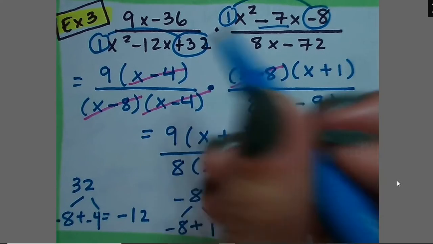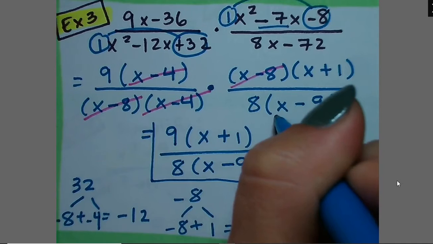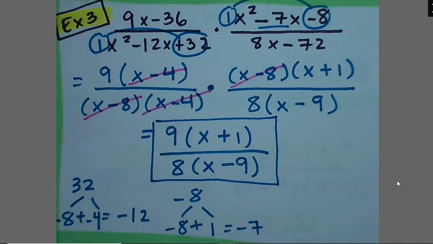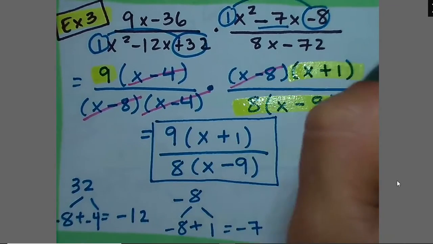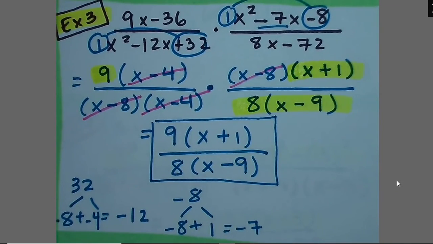And this is just going to be your answer. Okay, so you cross out all the things that you possibly can, and whatever is left over, so here we had 9x plus 1 and 8 times x plus 9, or x minus 9, that is what's going to be your answer. Okay, so let's move on to dividing.